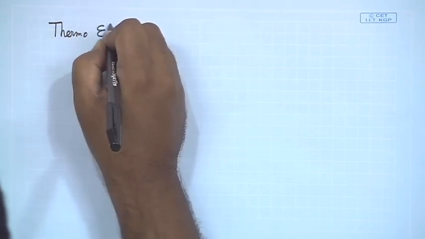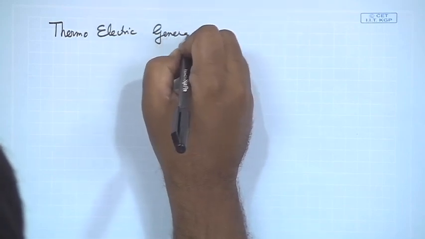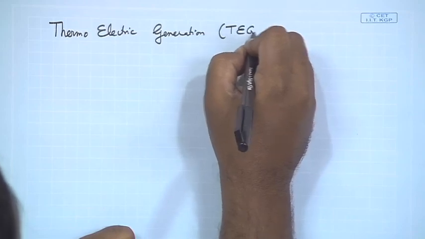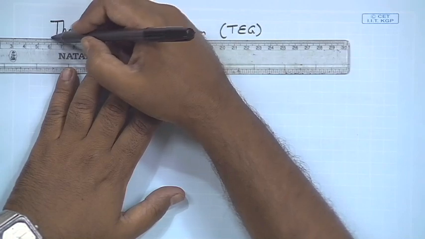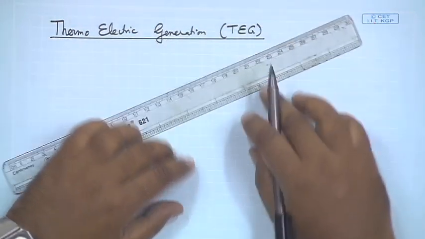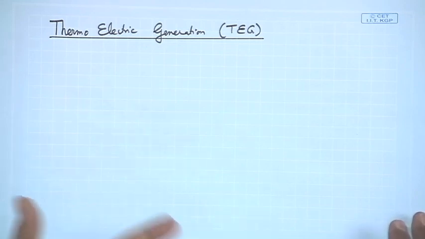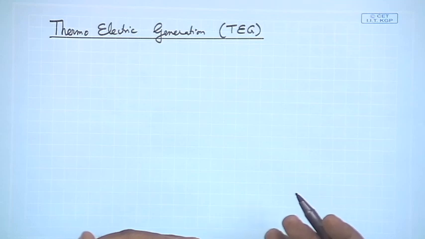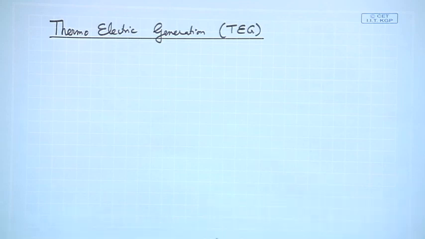So, today we will talk about thermoelectric generation, also often called TEG. This is going to be the focus of our lecture today. It is a phenomenon by which thermal energy can be directly converted to electrical energy without any moving parts or working fluids like what we need in a traditional power plant.